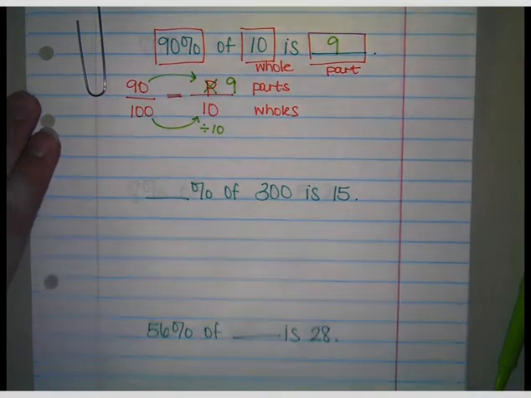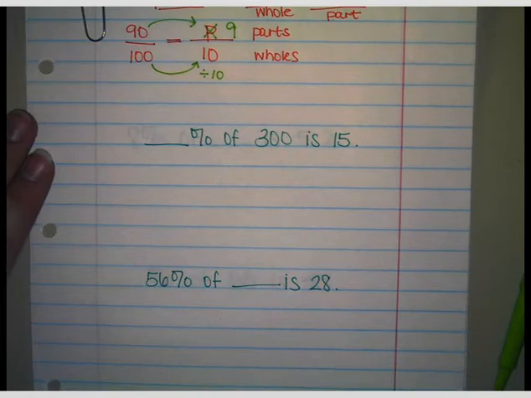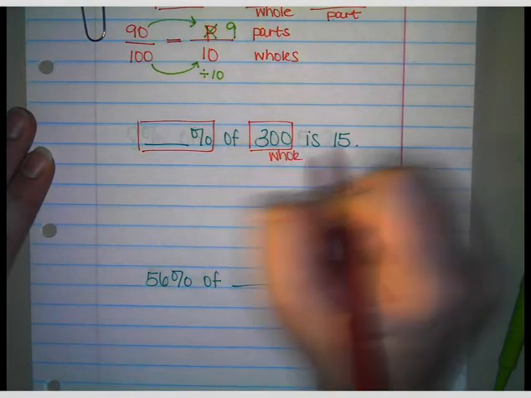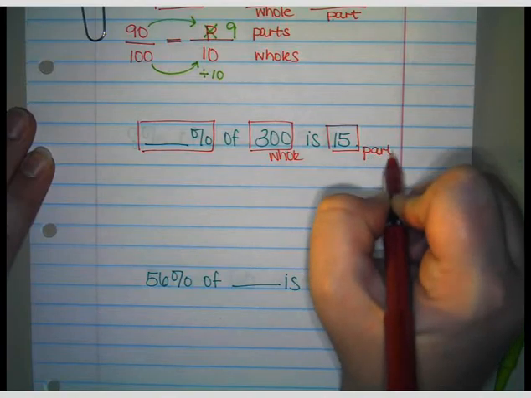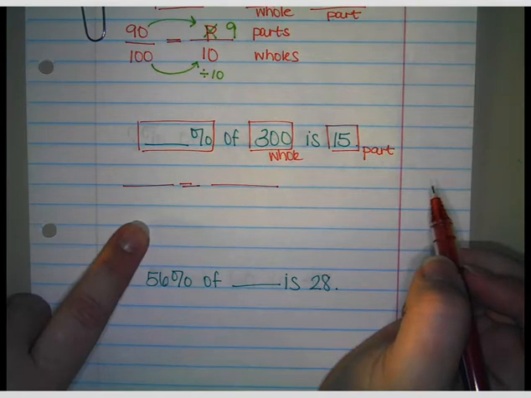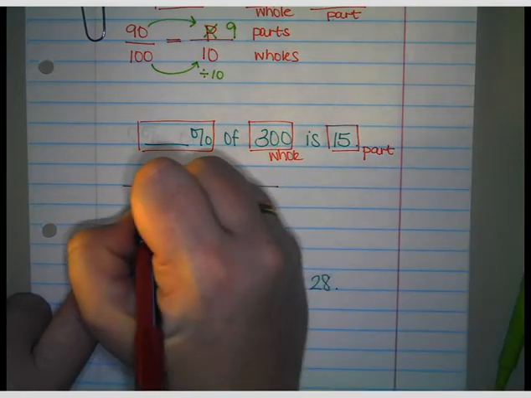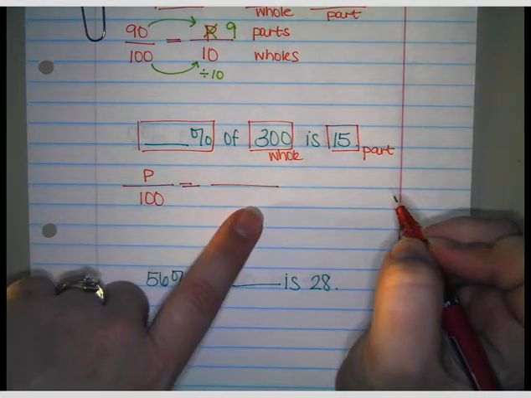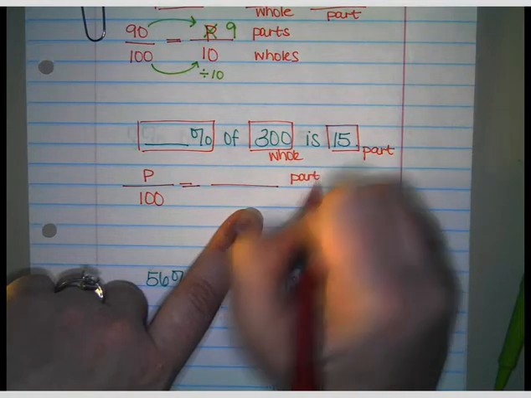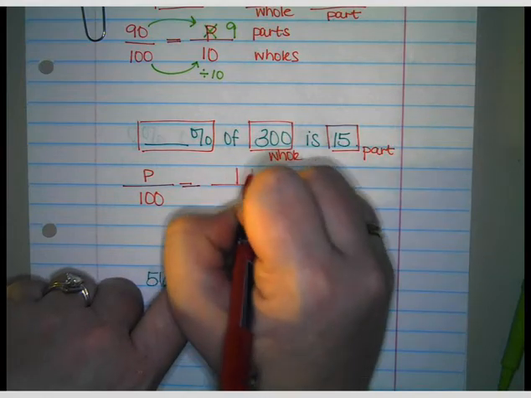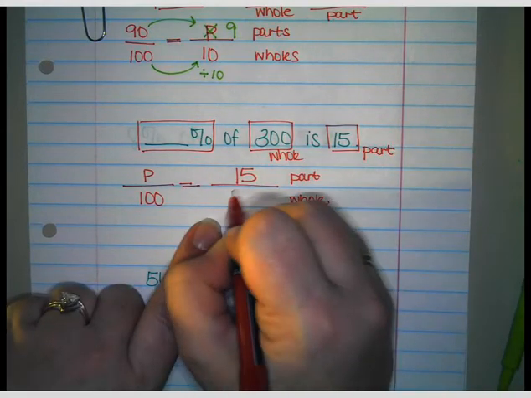The next one is blank percent of 300 is 15. Again, I have a percent, and then I have a whole, and I have a part. I'm going to set up 2 ratios that are equal to each other. The first ratio comes from the percent. I don't know the percent, but percents are always out of 100. And then in the other one, I always put the part in the top and the whole in the bottom. The part from the numbers is 15. The whole from the numbers is 300.